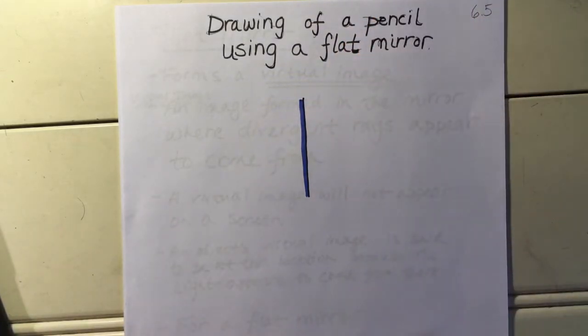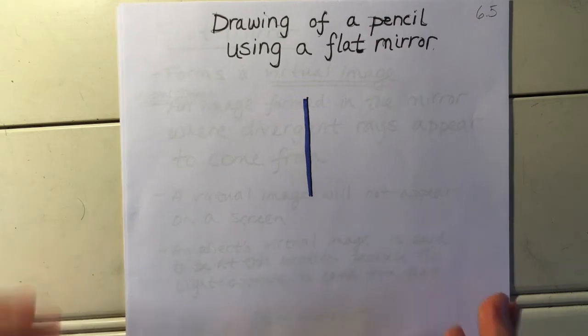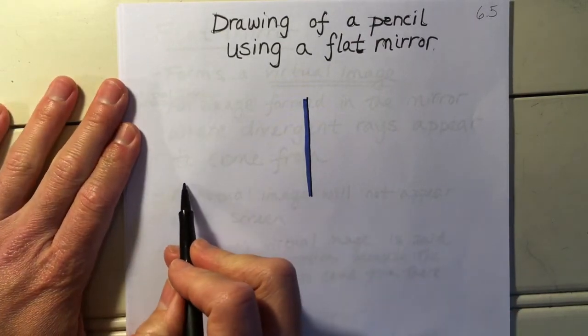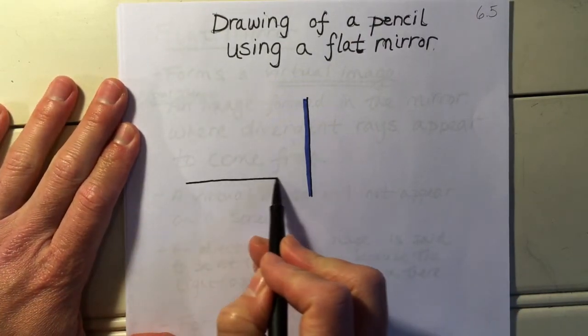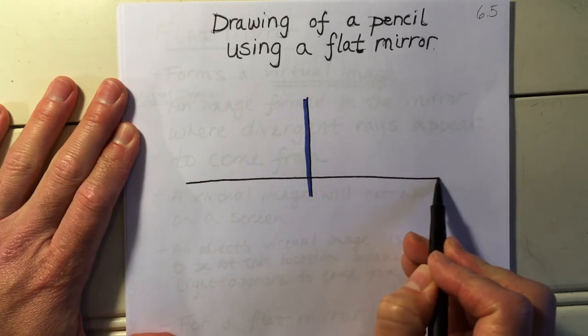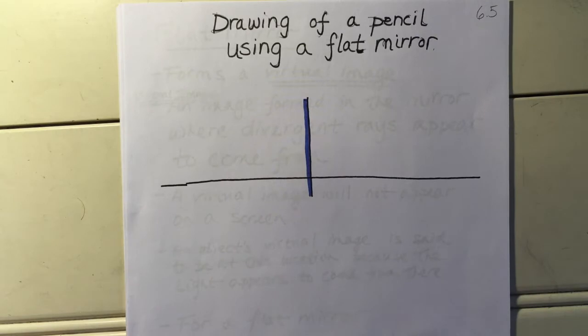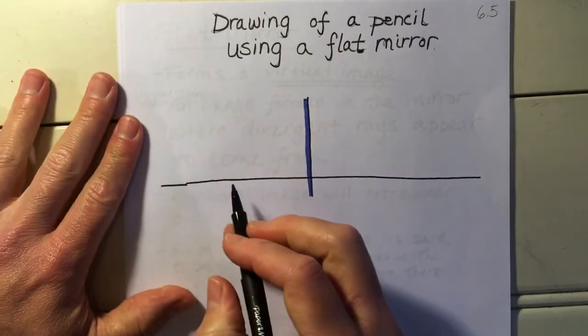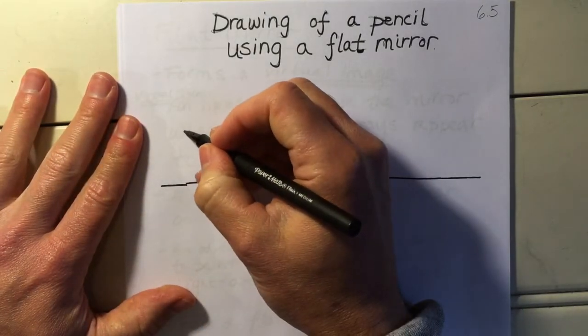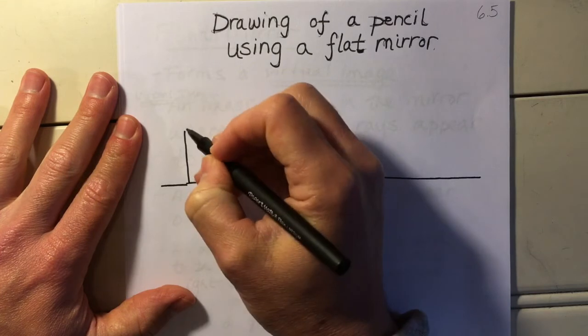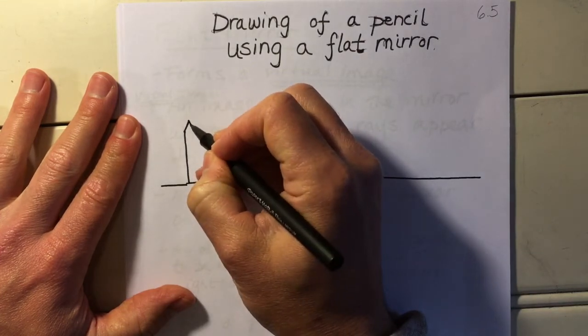And what we're then going to do is draw a surface. Go out a little further. And we're going to go ahead and sketch a pencil. Let's see. Maybe something like this.